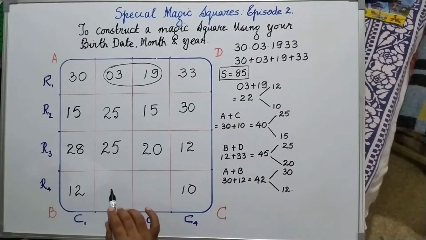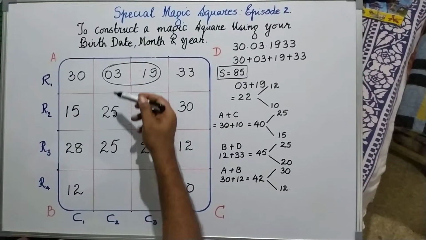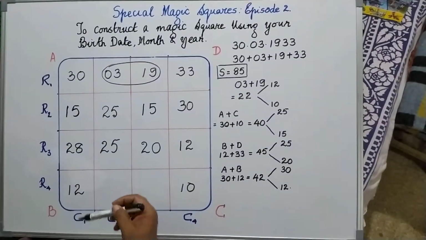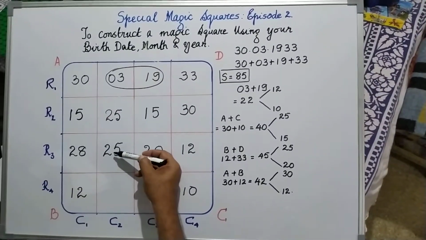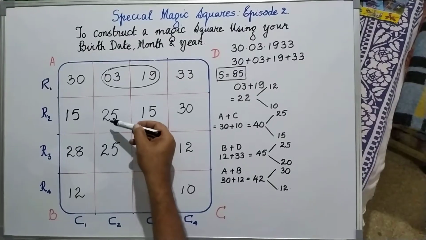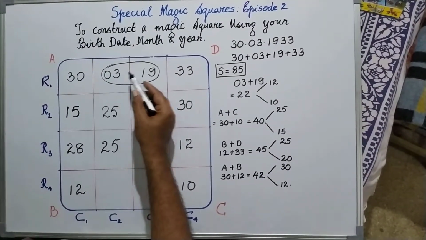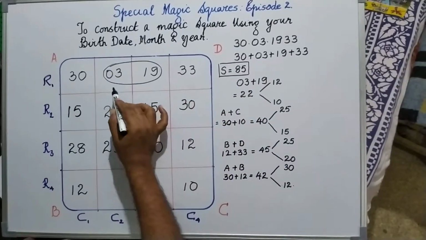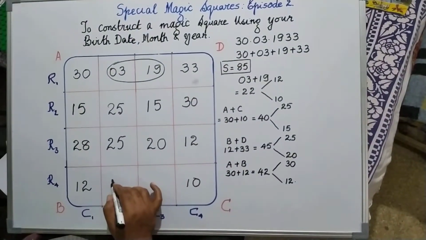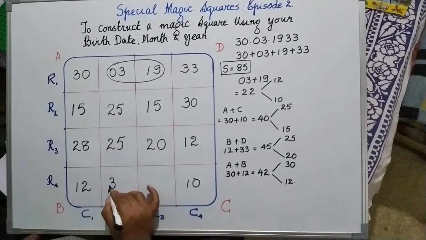Now, here I have 2 empty grids. In the second column, I'll add up all the grids, 25 and 25, 50. 50 and 3 is 53. From 85, if I remove 53, I will get 32.